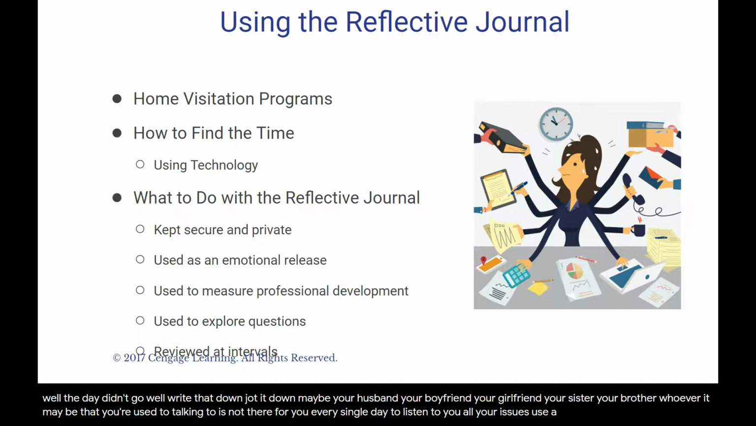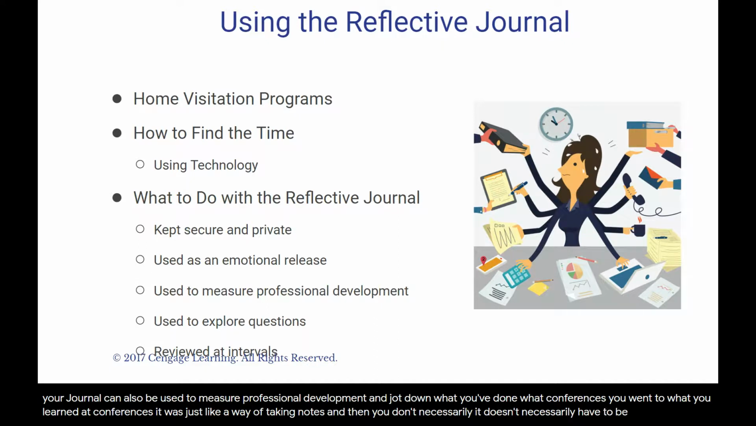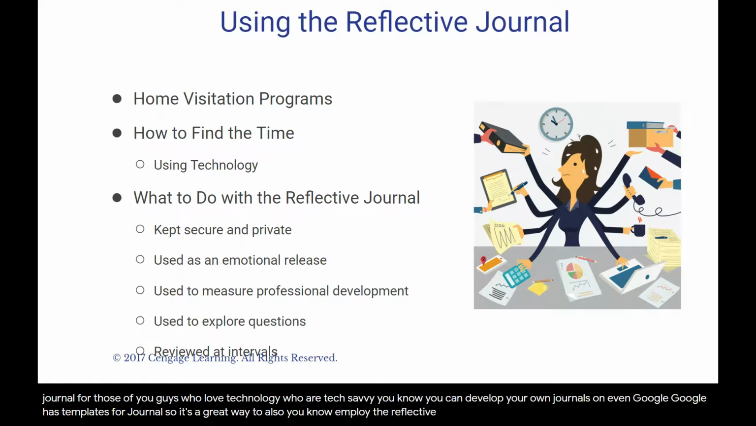Use a reflective journal. A reflective journal can also be used to measure professional development. Jot down what you've done, what conferences you went to, what you learned at conferences. It's just like a way of taking notes. And it doesn't necessarily have to be a paper-based journal. For those of you who love technology, who are tech savvy, you can develop your own journals on even Google. Google has templates for journals, so that's a great way to also employ the reflective journal.